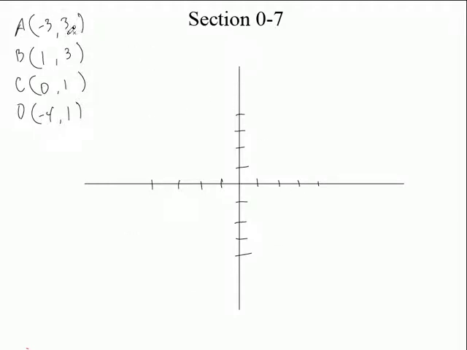So let's plot these points. -3, 3. 1, 2, 3 to the left, and what? 1, 2, 3 up right there. So that would be point A. Point B is 1, 3: to the right 1, up 3 right there. That's point B. Point C is 0, 1. Be right there. That's C. And then point D is -4, 1. 1, 2, 3, 4, 1 right there, and that's point D.